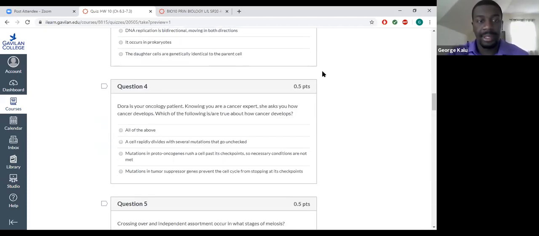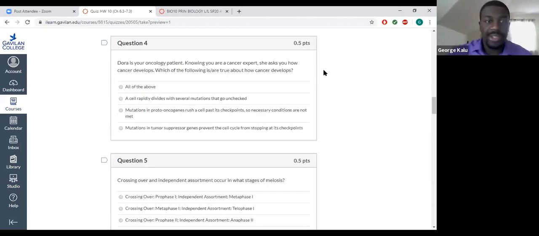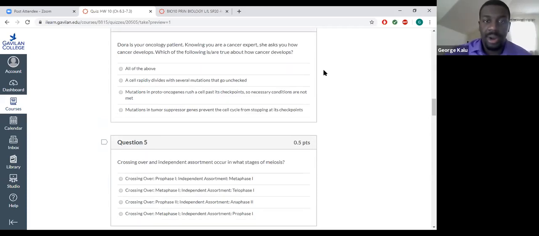Perfect. Okay, question 4. Dora is your oncology patient, and knowing you are a cancer expert, she asks you how cancer develops. Which of the following is true about how cancer develops? So we got the cell rapidly divides with several mutations that go unchecked. We have mutations in proto-oncogenes rush a cell past its checkpoints, so necessary conditions are not met. We have mutations in tumor suppressor genes prevent the cell cycle from stopping at its checkpoints, or all of the above.